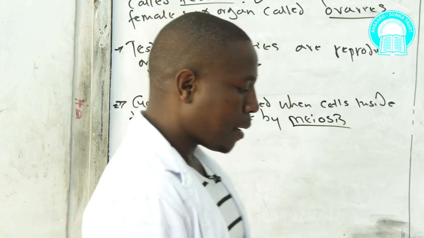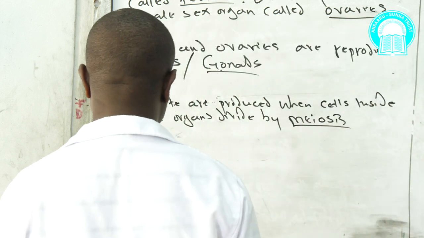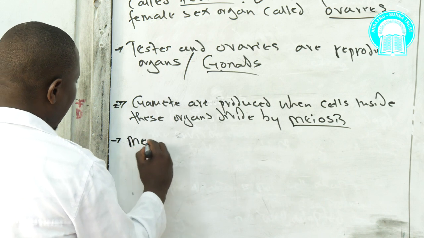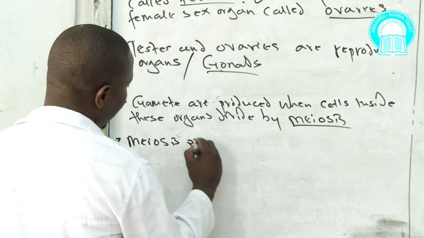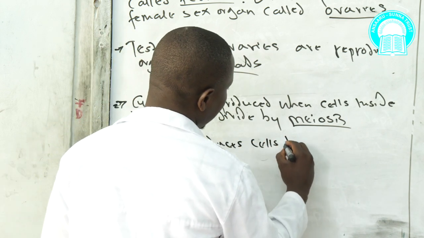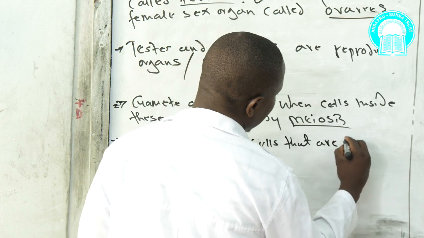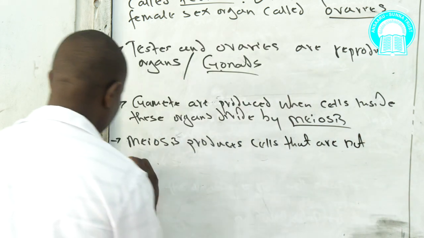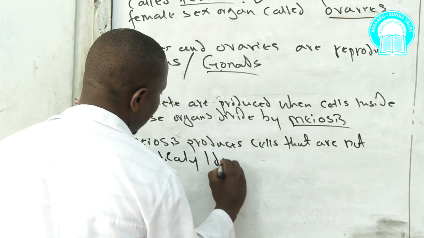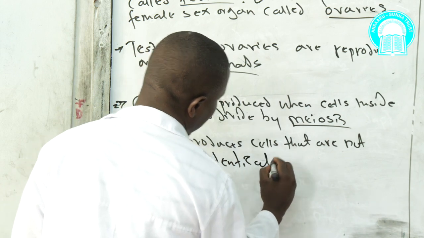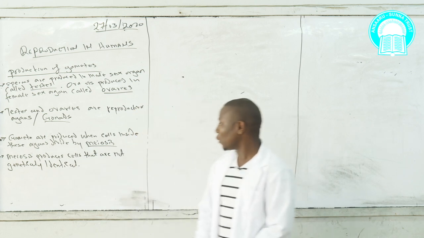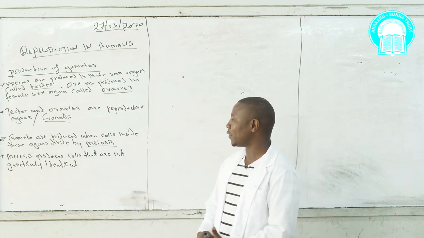Divide by meiosis. So another point, meiosis produces cells that are not genetically identical. So in explanation, we say gametes are produced when the cells inside these organs divide by what?